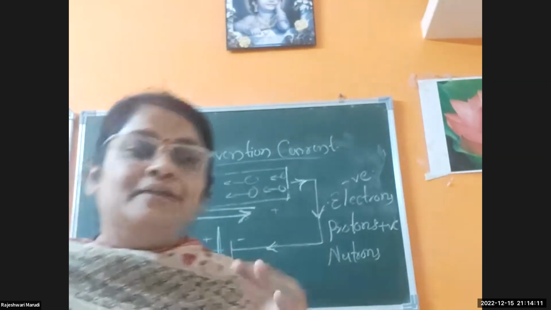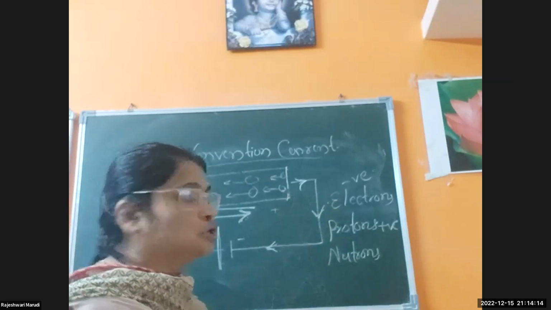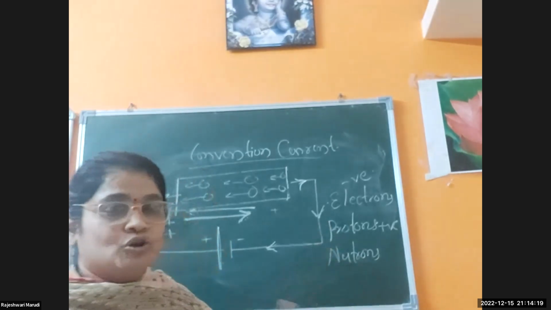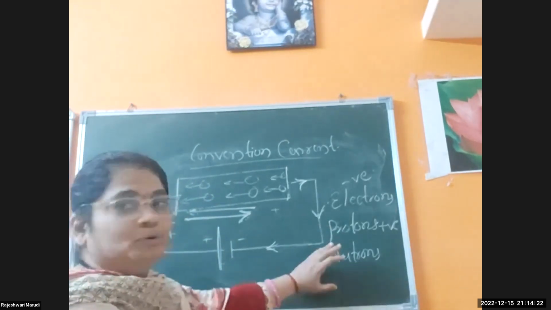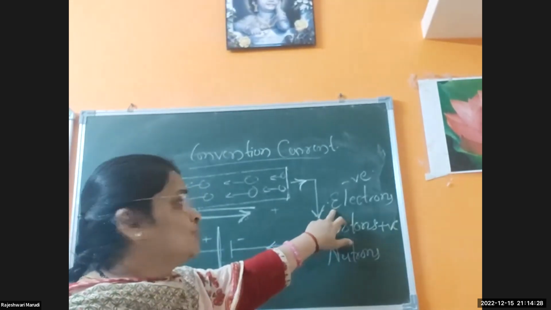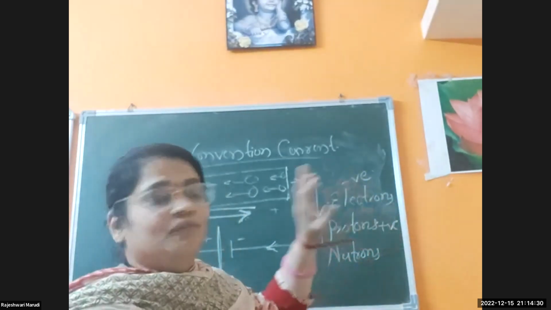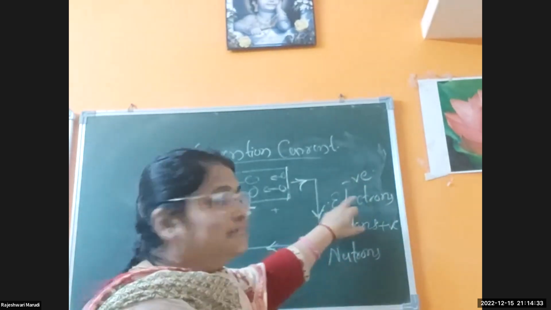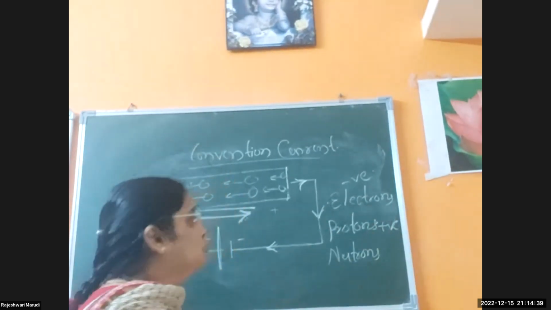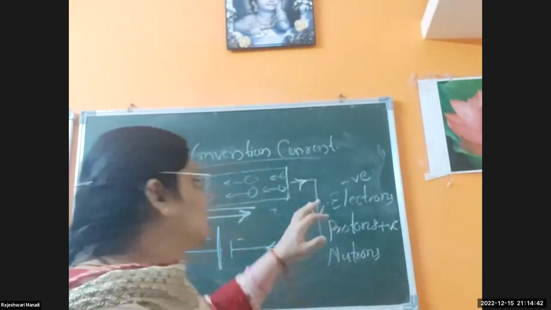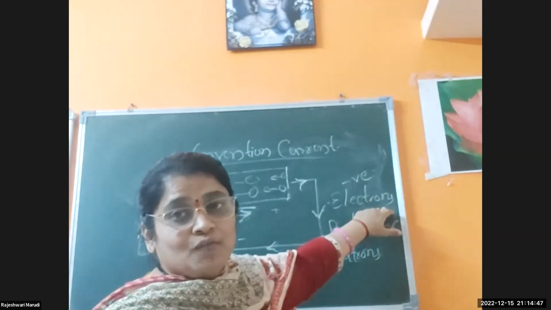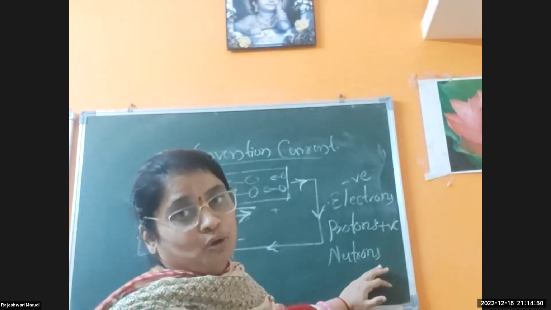But when these subparticles, electrons, protons, and neutrons, were discovered, they came to know that the protons and neutrons are bound in the nucleus, so they cannot move freely. When you see the atomic structure of any atom, only the electrons are in motion. So whatever the current flows, it is due to the presence of the electrons, but not the protons.